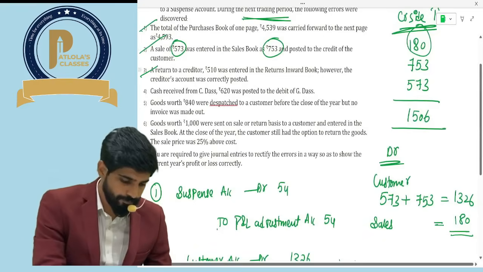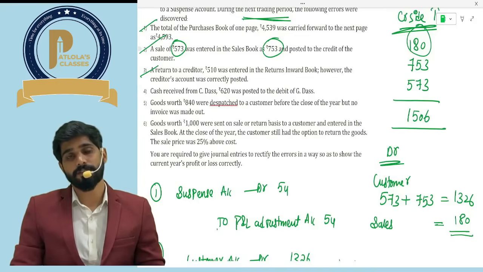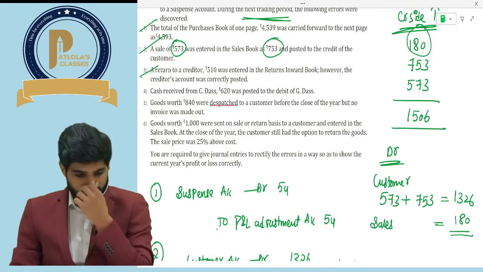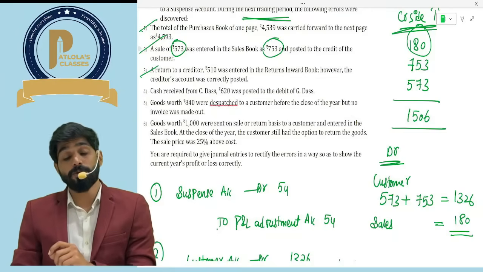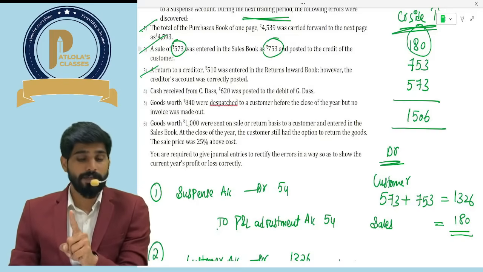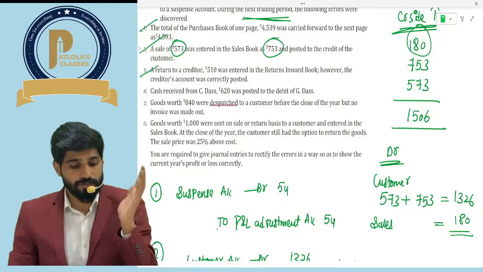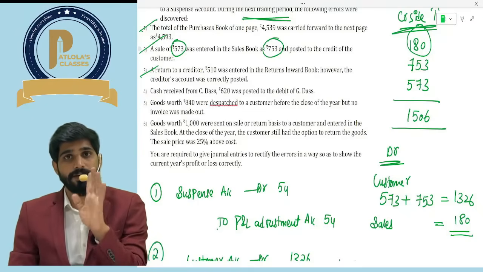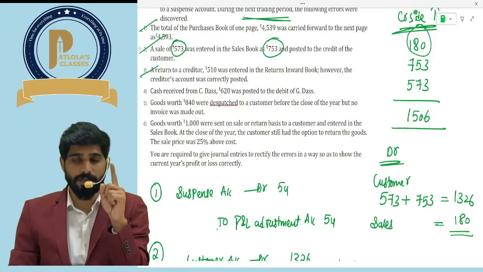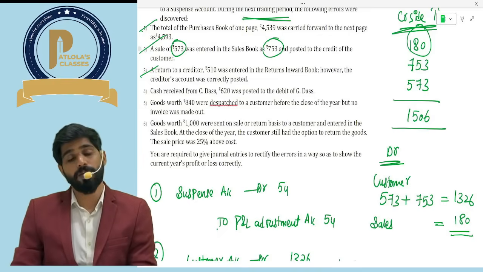Coming to the fourth one, cash received from C-Das 620 was posted to the debit of G-Das. Sir, when you receive cash from C-Das, entry should be cash account debit to C-Das, but it was written as G-Das, and that too they have not written on the credit side, they have written on the debit side. So there are two mistakes. One is that not taking on the credit 620, another is taking more on debit, that is 620. So the total mistake is 1240. 1240 debit side will be more. Why debit side will be more, sir? Because you have taken once on the debit and you have not taken once on the credit. So total debit side will be more by 1240.